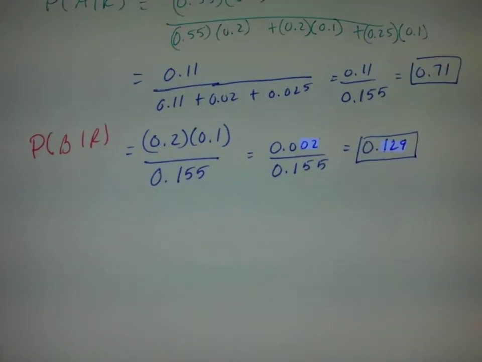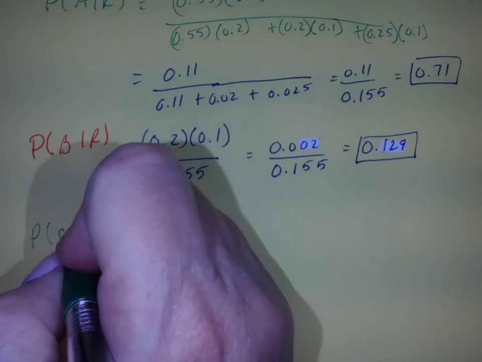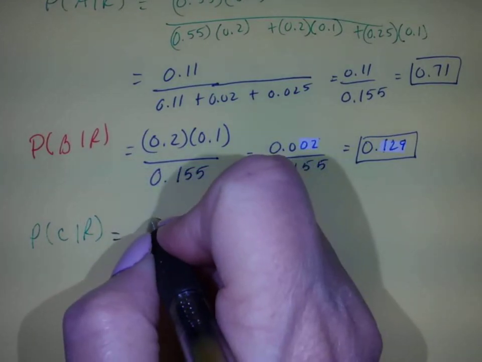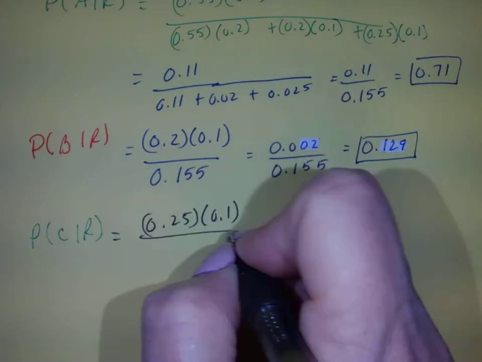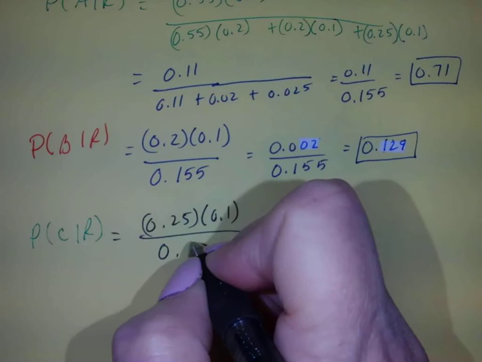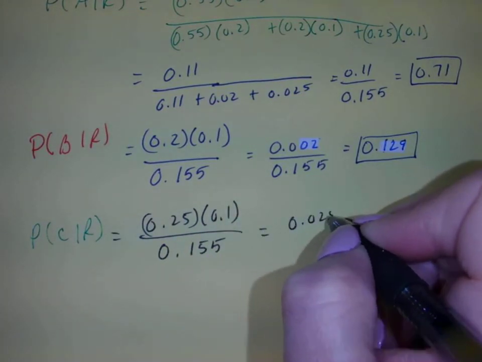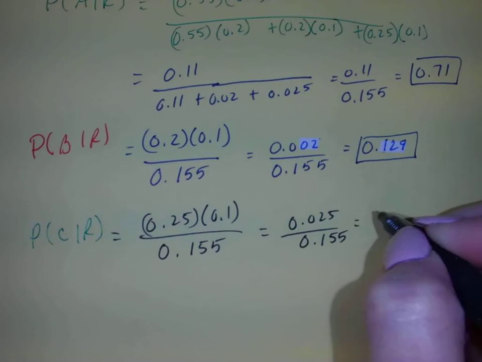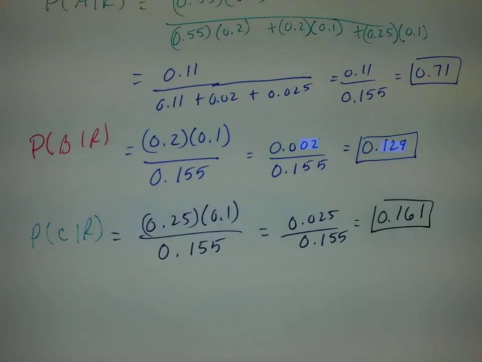All right, now our last part, probability of C, given that R occurred, will be equal to 0.25 times 0.1 divided by 0.155, so 0.025 divided by 0.155. 0.161 will be our total there.